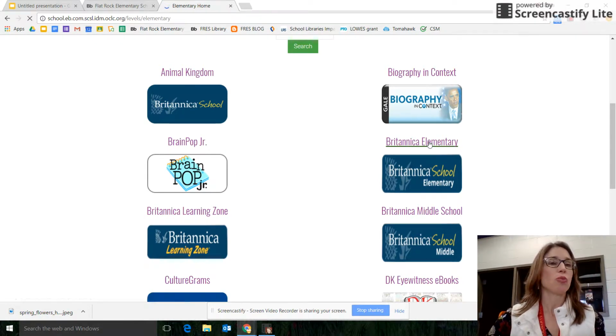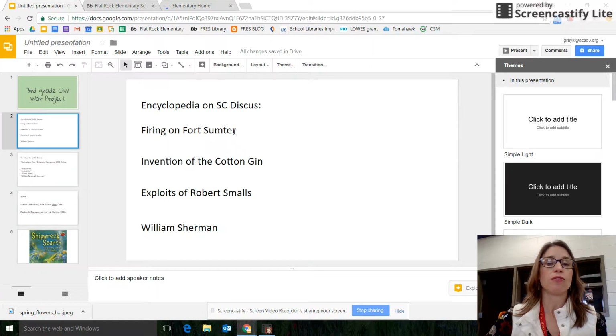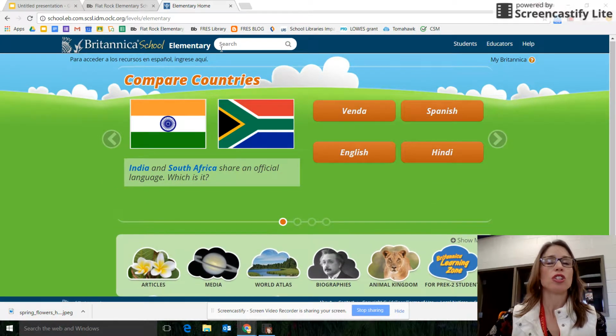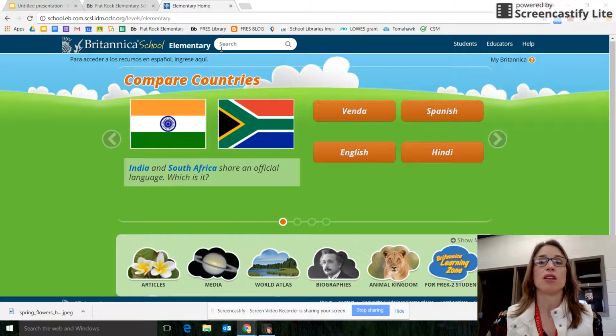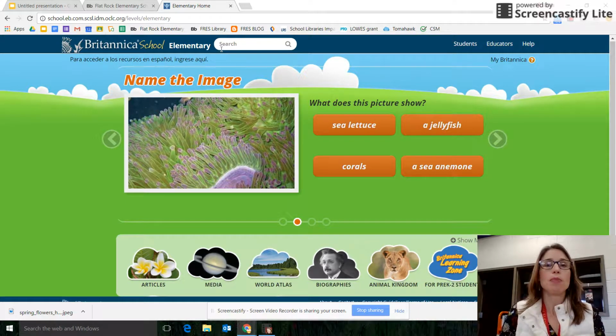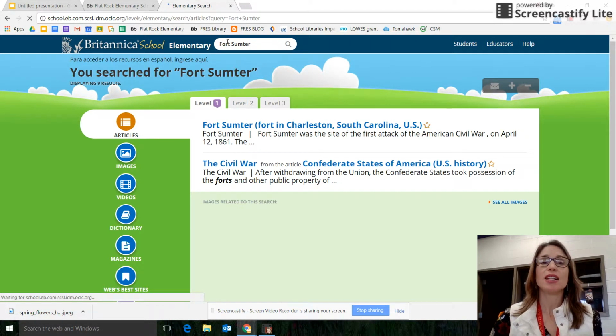Now, let's just start with our first topic. And our first topic was the firing on Fort Sumter. So when you go to type in your search, you don't need to type in all of those words. There are 2 key words in there. Firing on Fort Sumter, the keywords would be Fort Sumter. So all we're going to type in on the search here, and you put the cursor in the search bar, is type in Fort Sumter. And then you click enter. And it does your search for you.